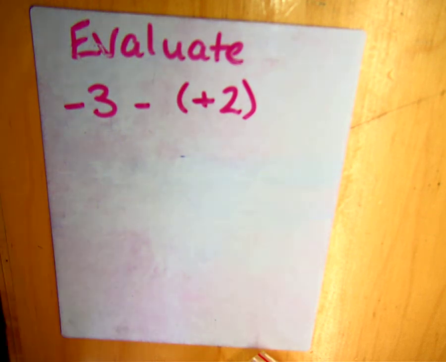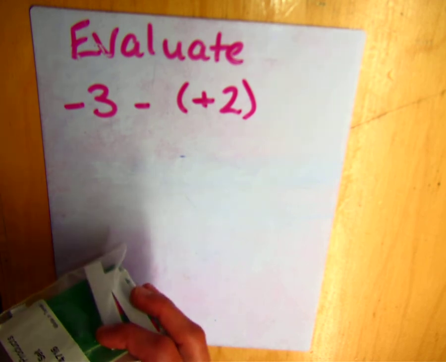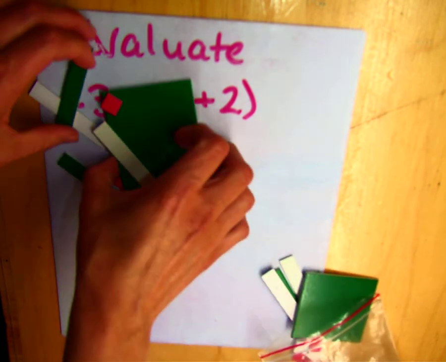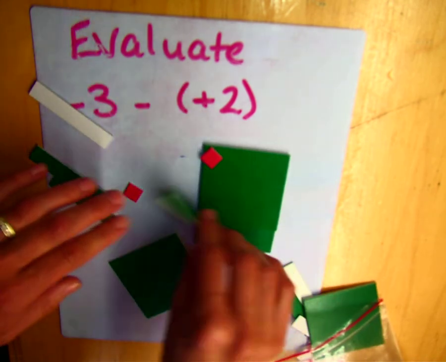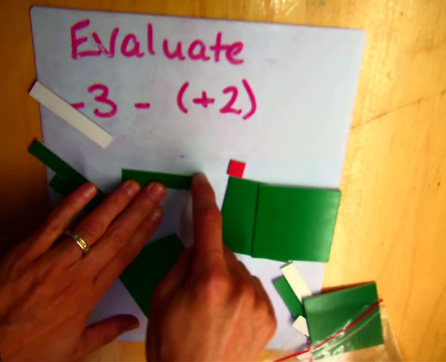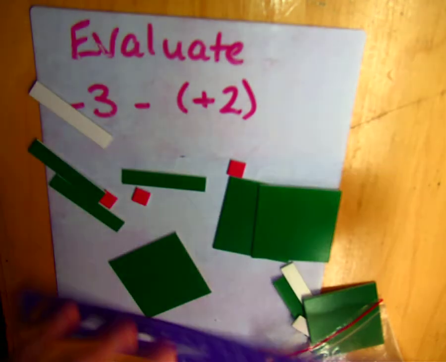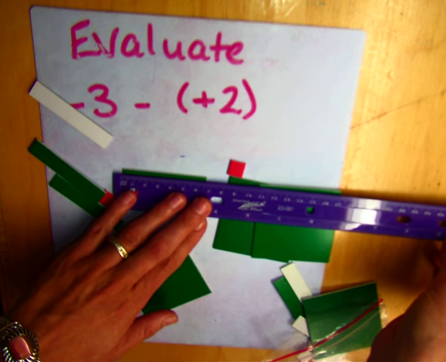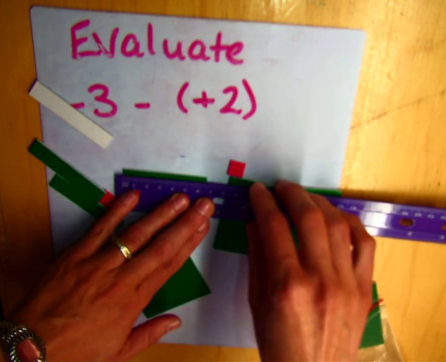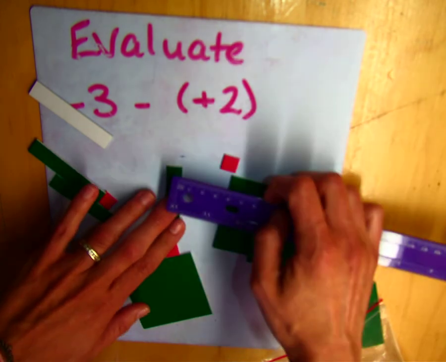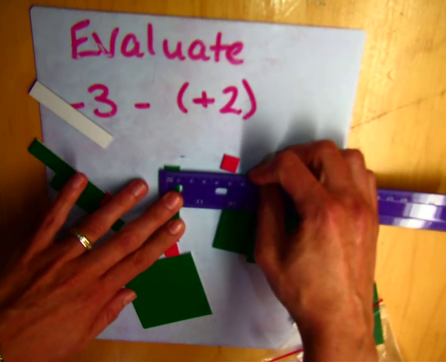I'd like to evaluate -3 subtract +2. I'll be using algebra integer tiles. The algebra integer tiles are constructed so that the length of one side is unknown, x, because if we measure it, it doesn't have a centimeter measure length. The other length of the green tile is 1 centimeter wide.